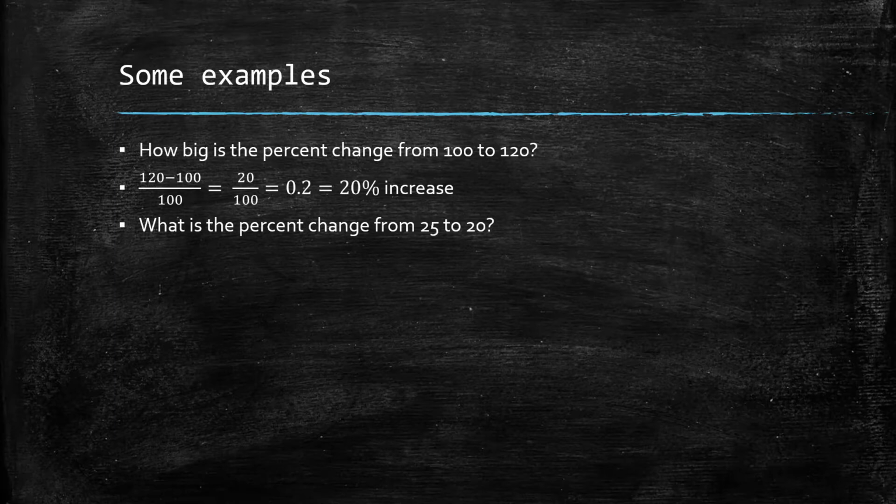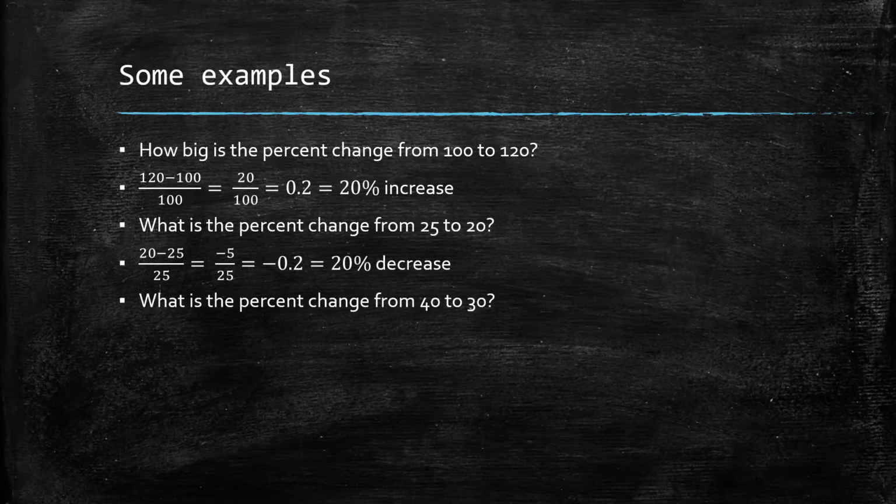Okay, let's look at another one. Let's go from 25 to 20. So our new number is 20, and our original number was 25, so that's the one that shows up twice. We do the subtraction in the numerator first, and 20 minus 25 is equal to -5. Then we have -5 divided by 25, which gets us -0.2. And again, 0.2 we know is 20%, but this time it's negative. Our number went down, so this is a 20% decrease.